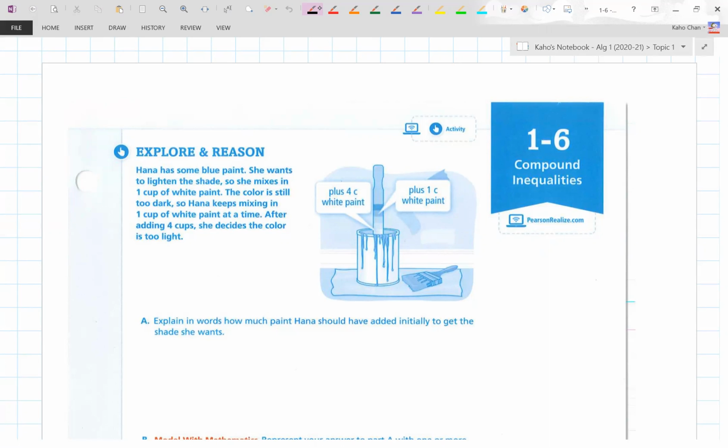So the idea of betweenness is represented by a compound inequality. And in this case, we're going to use the letter C for cups. It's going to be between 1 and 4. You can literally put the letter C for the variable in between those two. That thing I just wrote is literally betweenness.